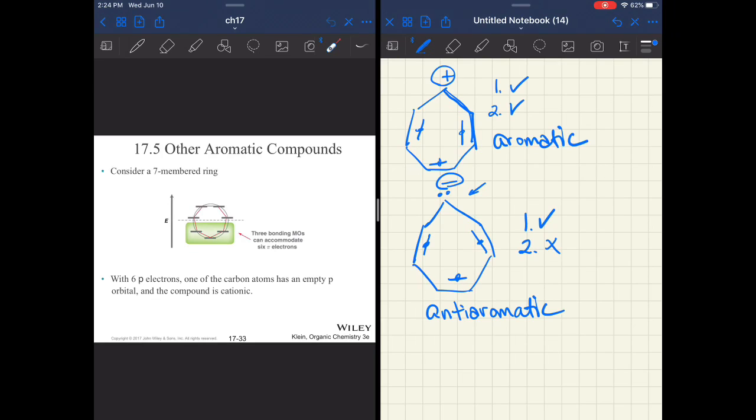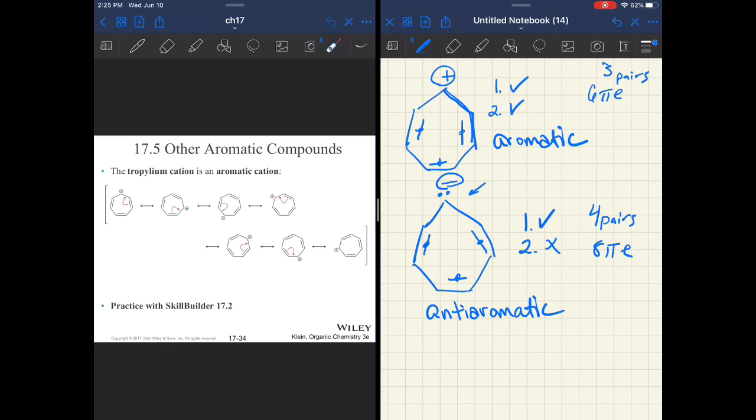And you can see that here. If you've got 6 pi electrons, that's 3 pairs, versus 4 pairs and 8 pi electrons. So if you go 1, 2, 3, 4, 5, and 6, that gives you that aromatic plus charge. If you go 1, 2, 3, 4, 5, 6, 7, 8, that represents the carbanion. You have high energy, unpaired electrons. It's not stable.